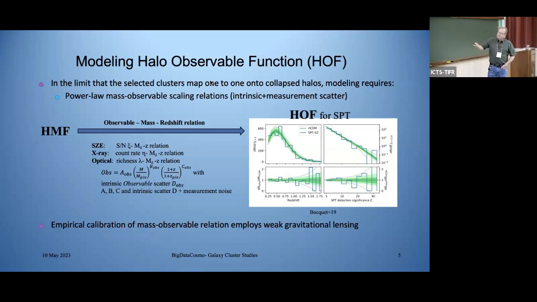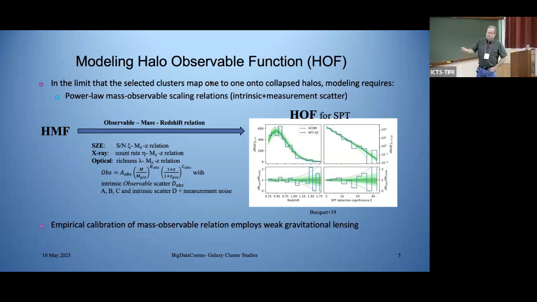To model this, starting from the halo mass function, you have to use some kind of observable mass relation of some general form. You have some amplitude, you have some mass dependence, you have some redshift dependence, typically 3 parameters, plus you have some intrinsic scatter. All clusters are not identical. There's a given mass, there's a distribution of morphologies. And of course you have to include the measurement noise. So basically you relabel mass to observable, and you do some convolutions, and out pops the halo observable function.